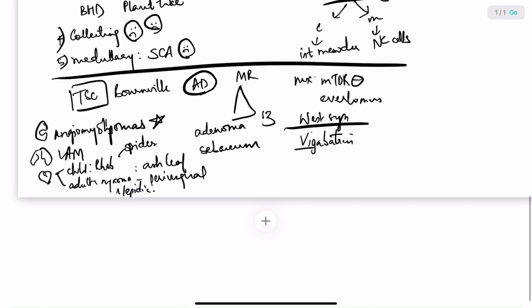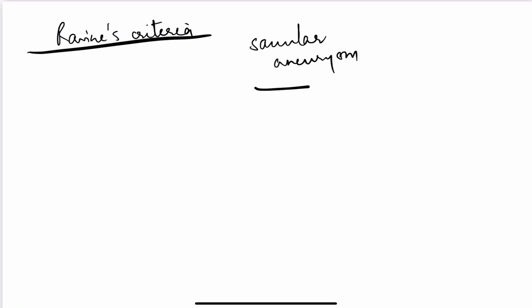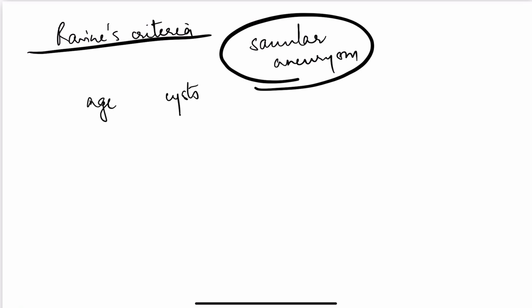When it comes to ADPKD, there's one thing we need to remember, which is called the Ravine's criteria for the management of ADPKD. So one thing you also want to remember was a separate MCQ. Saccular aneurysms are the most common type of aneurysms associated with ADPKD, and the Ravine's criteria is according to the age, how many cysts do you need in the kidneys to diagnose ADPKD, right? So 15 to 39, from 40 to 59, and more than or equal to 60.